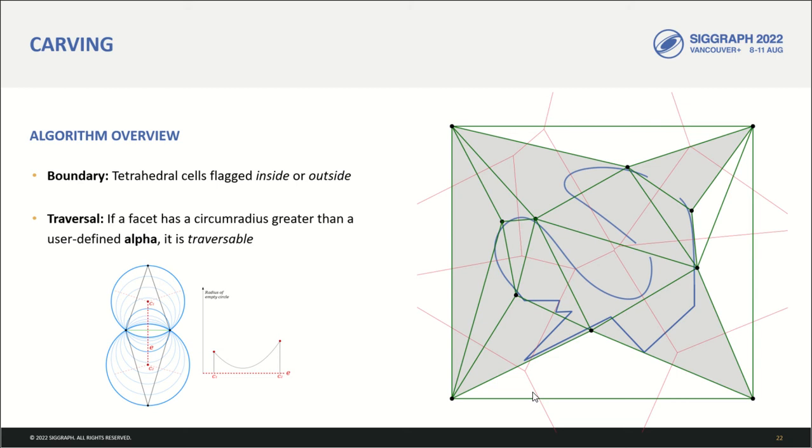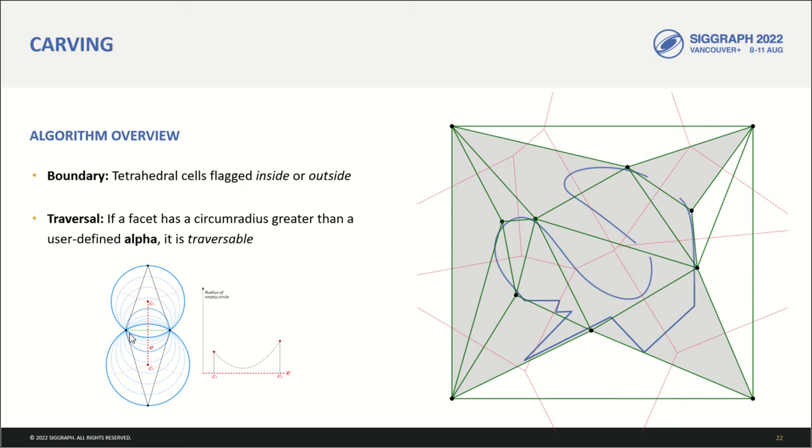A carving or traversal operation is performed if an inside cell does not intersect the input. In this example, you see that this triangle does not intersect the input, so we traversed this edge here. The same is for this facet. We entered here, and a facet is said to be traversable if its circumradius is greater than a user-defined alpha.